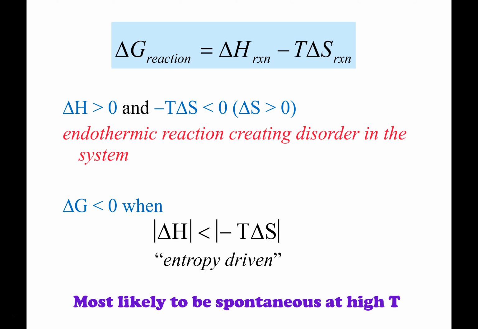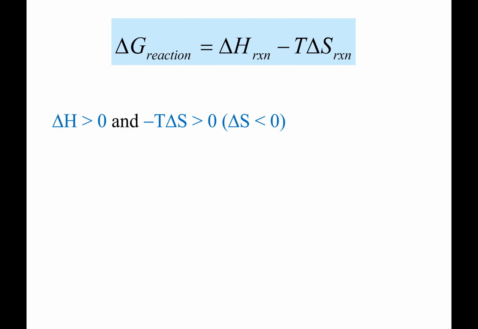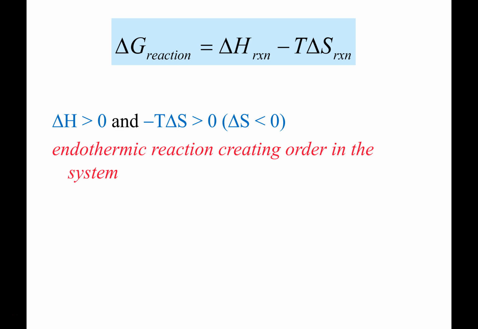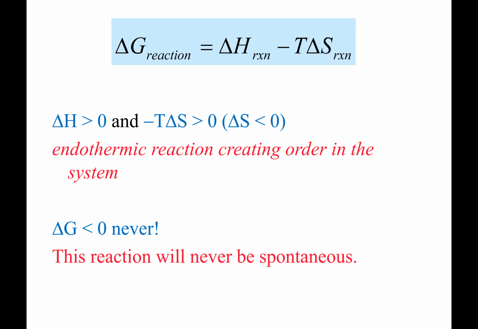Okay. The last scenario is this one. It's endothermic, and it is creating order. Endothermic, energy in, not the dispersion of energy, and creating order, not the dispersion of matter. So in this case, there's no way you're ever going to get a negative G. That's the fourth of four scenarios. So it will never be spontaneous. I think that's a good place to stop. I've got a few slides that talk about those four scenarios.